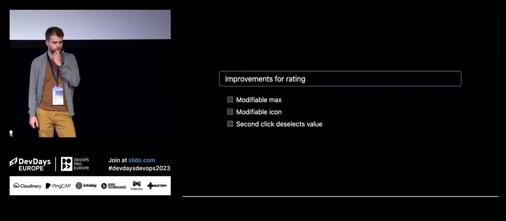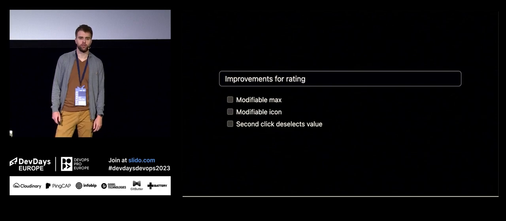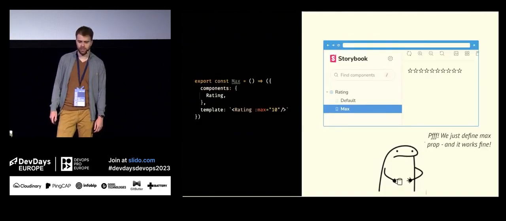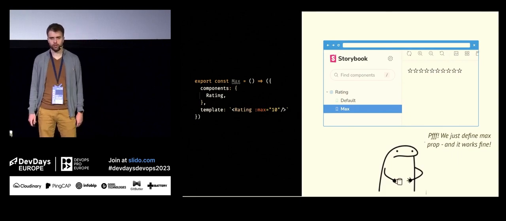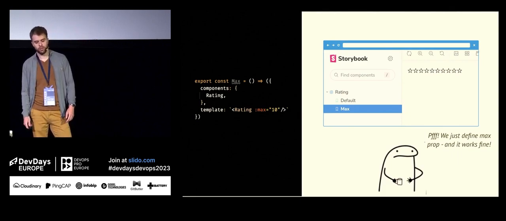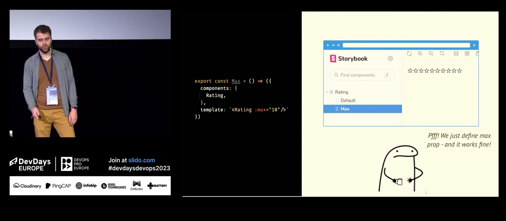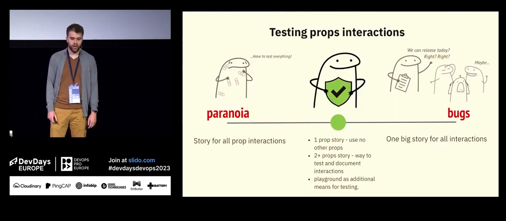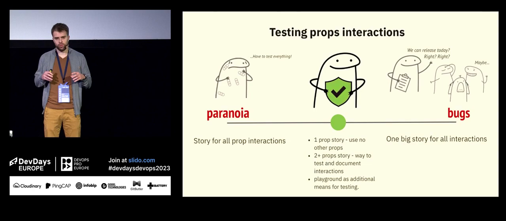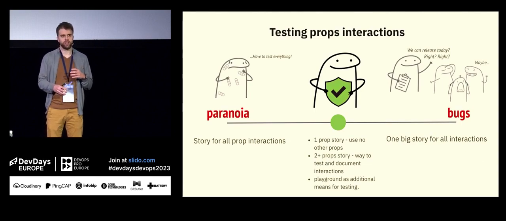Now we have a couple of improvements we have to implement as well. It's modifiable max, modifiable icon, and second click should deselect the value for our rating. Start with max. So we will create a story. We are going to test it, and it works fine from the first try. Good. So, and I want to deep dive a bit on this case.